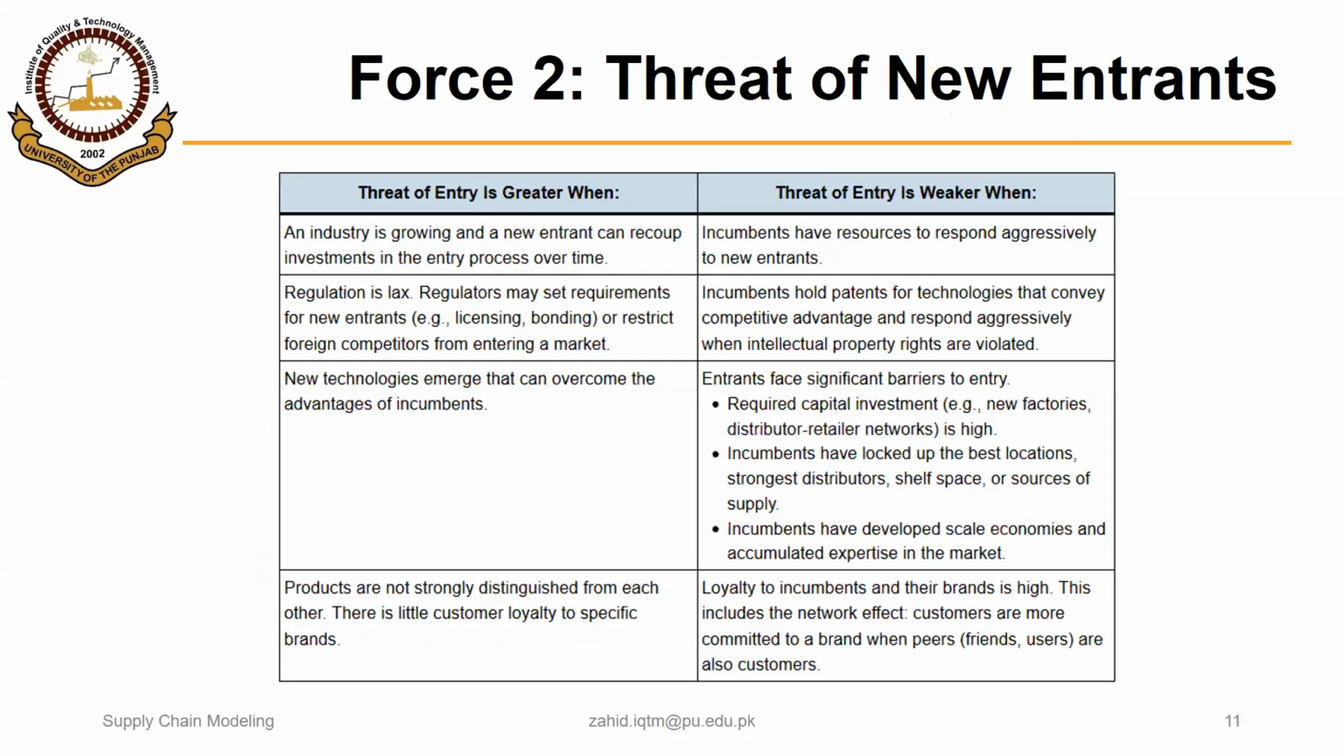The second factor is threat of new entrants. So the threat of entry is greater. There is a higher probability, there are more chances that new organizations can enter the business when, for example, the industry is growing and a new entrant can recoup investment in the entry process over time. So there is more business that is expected to be offered. So supply is less, demand is more. So it is the time when new entrants can enter the business.